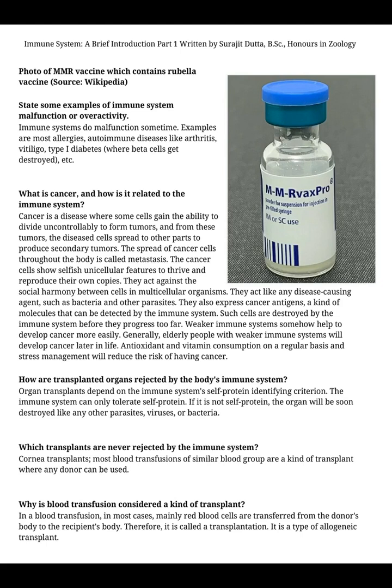Which transplants are never rejected by the immune system? Cornea transplants. Most blood transfusions of similar blood group are a kind of transplant where any donor can be used. Why is blood transfusion considered a kind of transplant? In a blood transfusion, in most cases, mainly red blood cells are transferred from the donor's body to the recipient's body. Therefore, it is called a transplantation. It is a type of allogenic transplant.